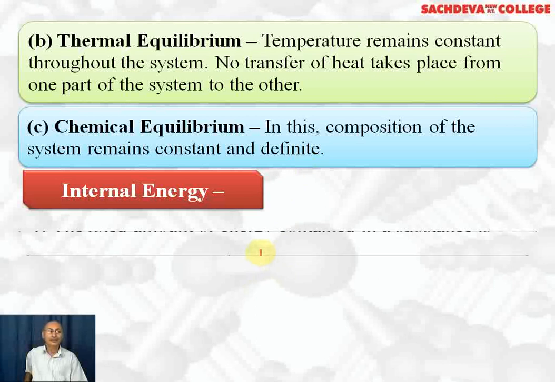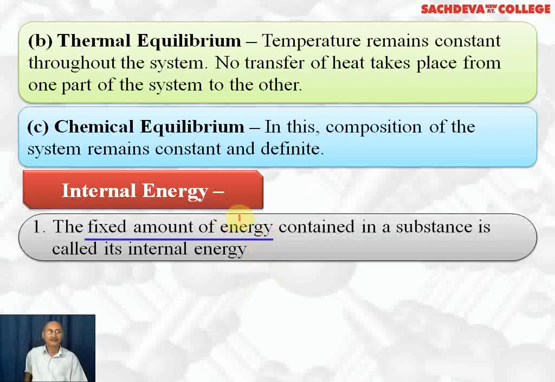Now we are going to take up internal energy. The fixed amount of energy contained in a substance is called internal energy. Now, internal energy has many components. The first component is internal energy due to translational motion of molecules. Second component is it is due to rotational motion of molecules. The third component is it is due to vibrational motion of molecules.